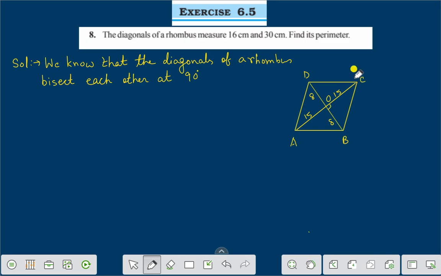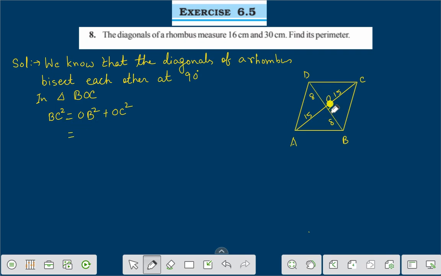right? Now if you consider one of the triangles, that is BOC, in triangle BOC, here you see this is 90 degrees. That means this side BC is the hypotenuse. In triangle BOC, we can write that BC square is equal to OB square plus OC square. Right? Now, what is the value of OB?